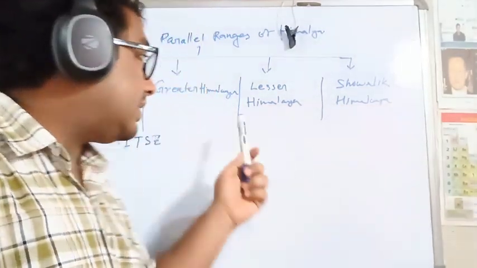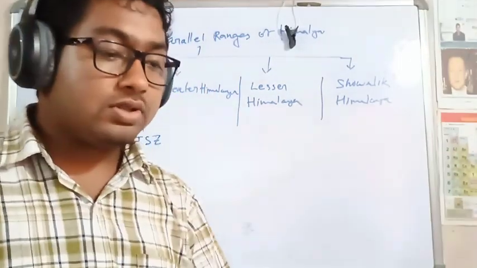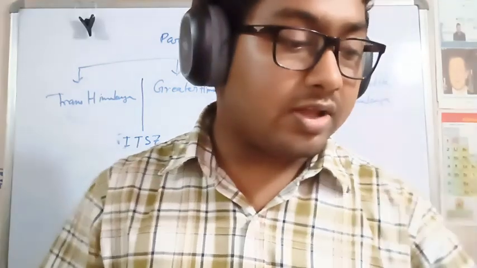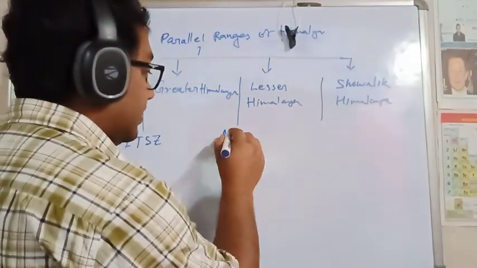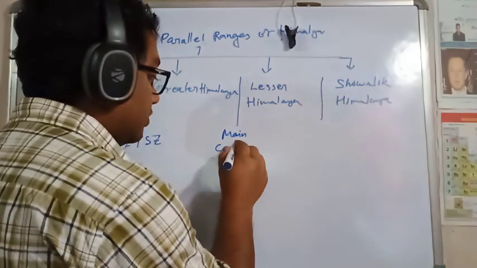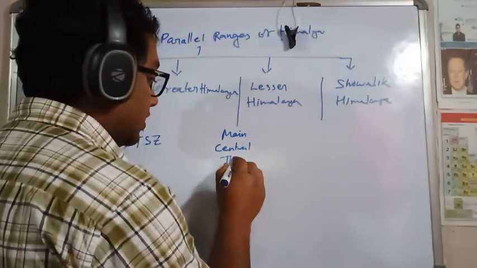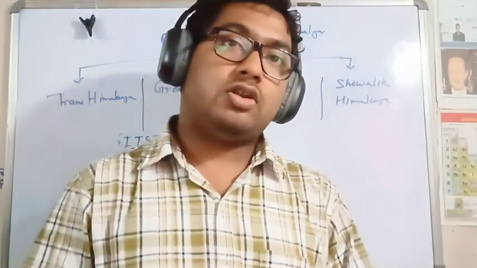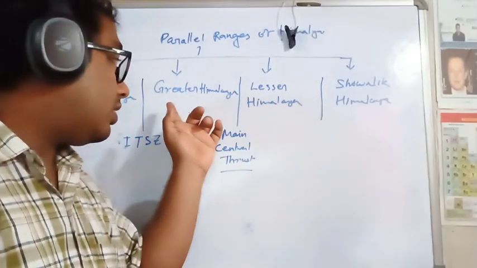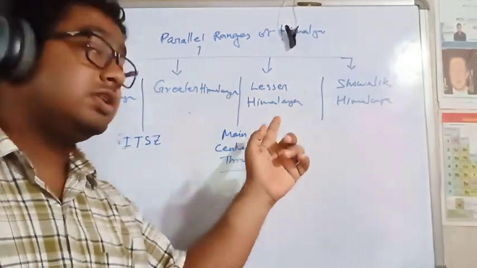And the next is the Lesser Himalaya. How is the Lesser Himalaya separated from the Greater Himalaya? By the Main Central Thrust. You just remember the Main Central Thrust. By this, the Central Himalaya is separated from the Lesser Himalaya. The Lesser Himalaya is known as the Himachal. The Greater Himalaya is known as the Himadri. The Lesser Himalaya is known as the Himachal.